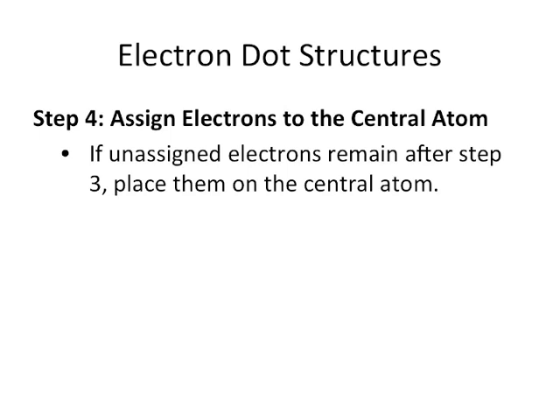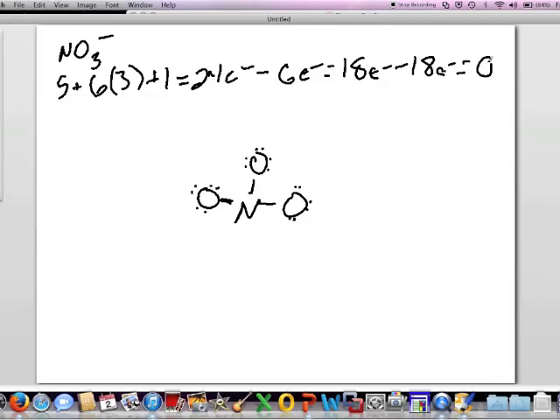Step 4, assign electrons to the central atom. After you've completed step 3, if you still have electrons remaining, then you put them 2 at a time around the central atom. So if you don't have any electrons remaining, then you don't need to do this step. But if you still have some electrons left over after step 3 that haven't been placed, then you put them around your central atom. So we have 0 remaining, so we don't need to put any electrons around our central atom because we don't have any more remaining.